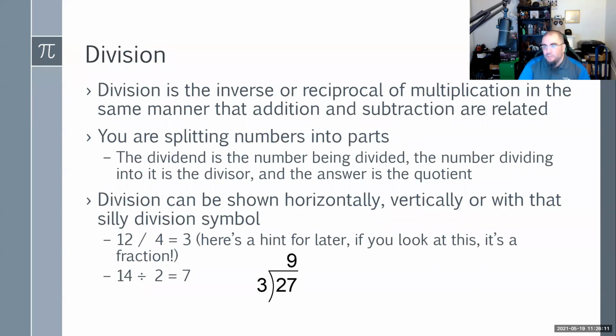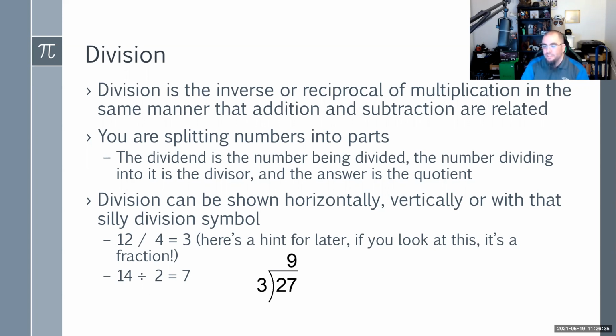Division is the inverse, or what's called the reciprocal, of multiplication, in the same manner that addition and subtraction are related. You're splitting a number into parts. The dividend is the number being divided. The number dividing it is the divisor. The answer is the quotient. Again, math terms, not as important to what we're doing, right? Division can be shown horizontally, vertically, or with a silly division symbol.